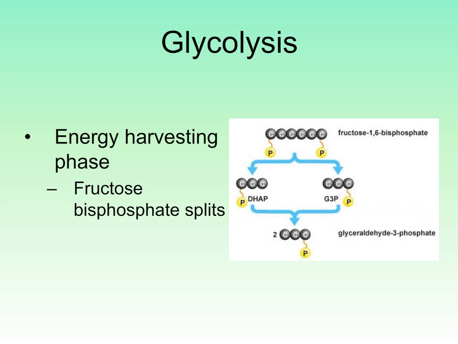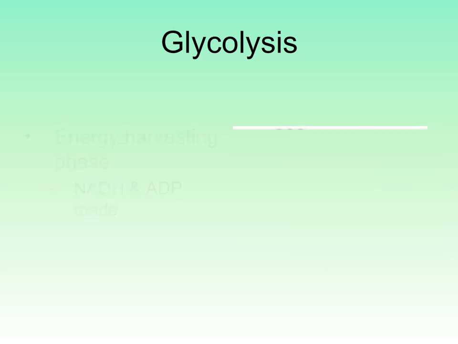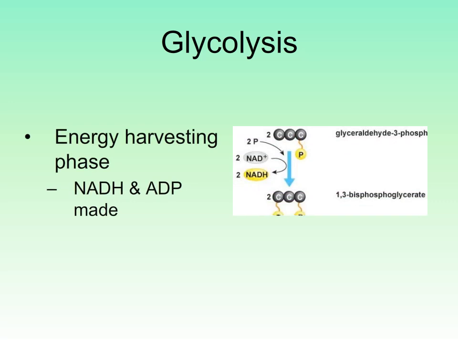In the energy harvesting phase, the fructose 1,6-bisphosphate molecule splits in 2, producing 2 3-carbon molecules, DHAP and G3P. The DHAP molecule is then converted into a G3P molecule. G3P is short for glyceraldehyde 3-phosphate. We now have 2 G3P molecules. G3P loses electrons and forms 2 electron-carrying molecules of NADH. Phosphates are added to the G3P molecules to form 1,3-bisphosphoglycerate. Next, 2 molecules of ADP are phosphorylated to make ATP, and phosphoglycerate is created.